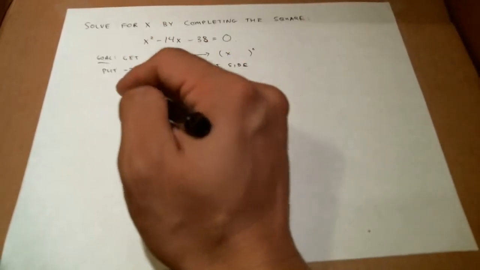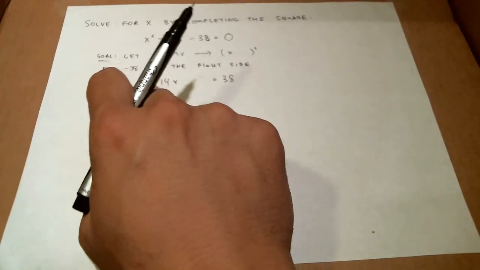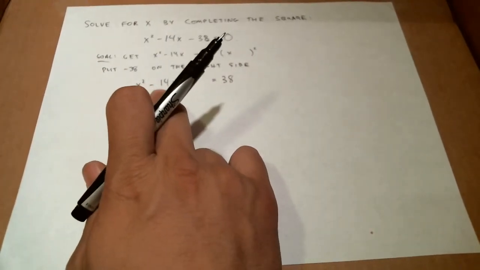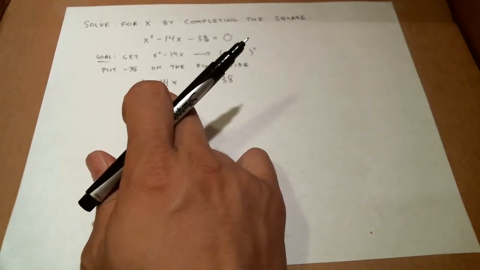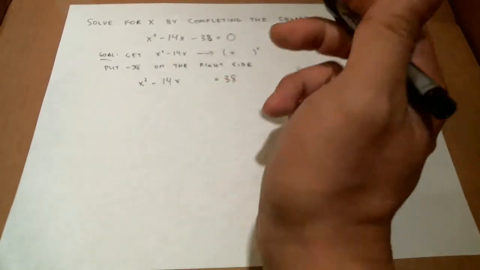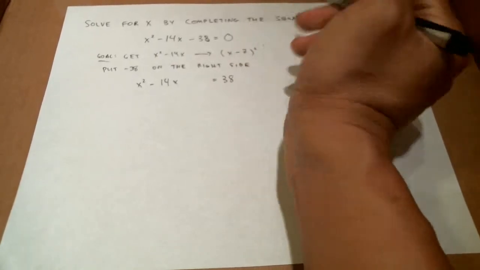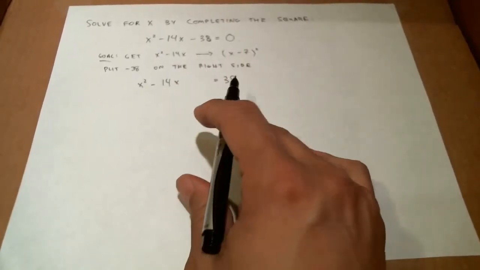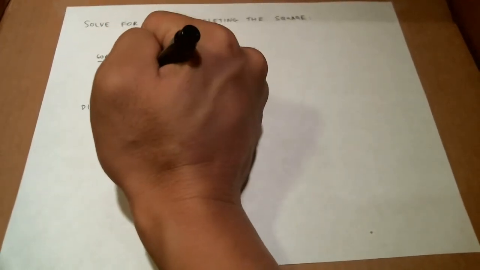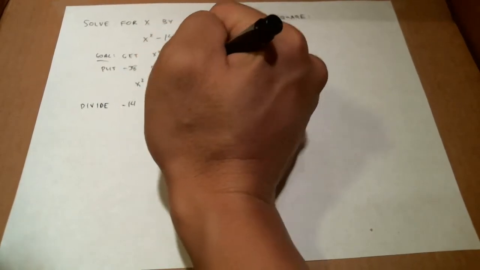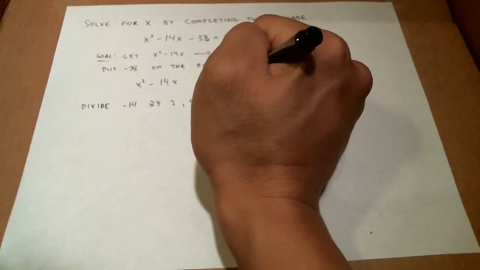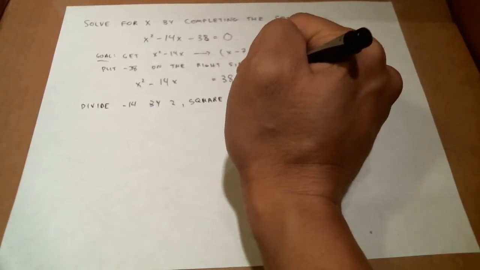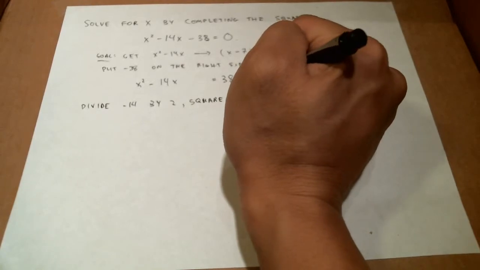Okay, and the goal is to figure out, there's the pattern in completing the square where if you have a minus 14x, the only thing that could have originated that minus 14x is if we had an x minus 7 parentheses squared, right? And so the way that we do this is we divide negative 14 by 2, right? And that's our negative 7, right? We square it to get 49, and then we add 49 to both sides.